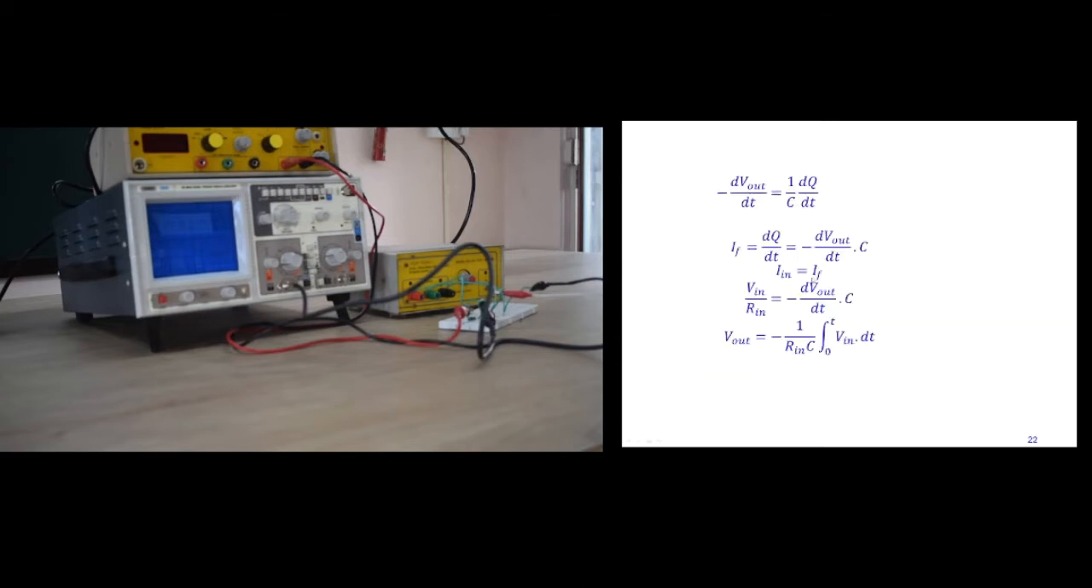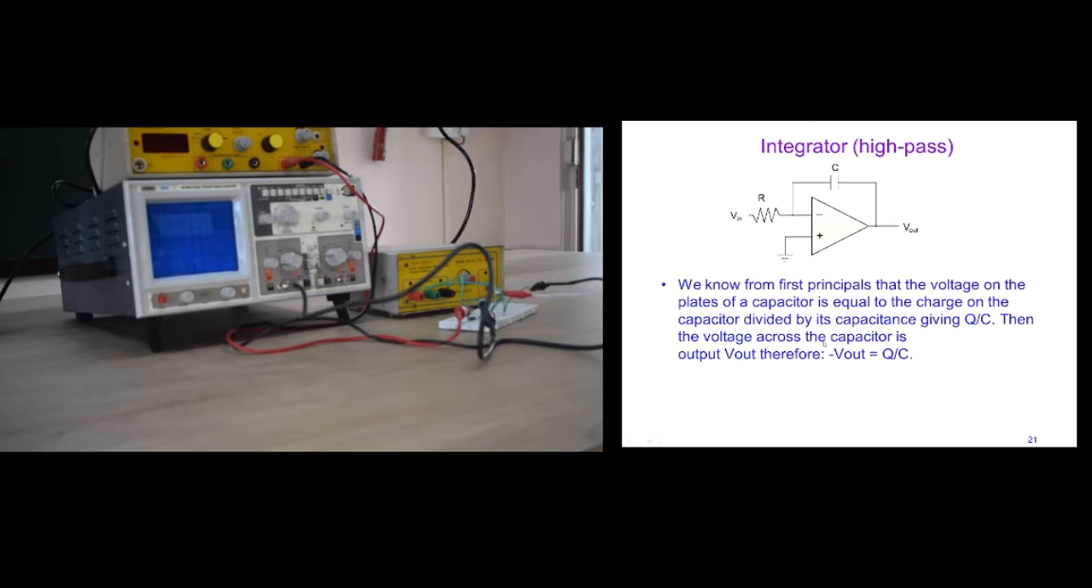then by Ohm's law, Vin divided by R is equal to minus Vout divided by RC. Now if I rearrange the whole equation, we will get the output as the integration of the input voltage. Therefore this circuit is known as an integrator. So we will connect this circuit in the diagram as follows.